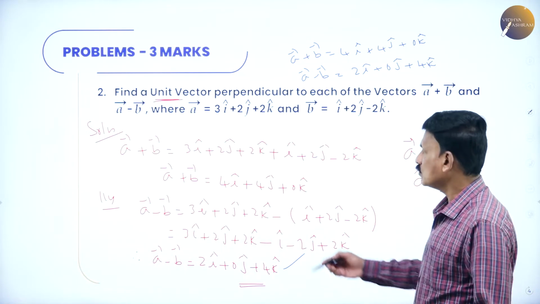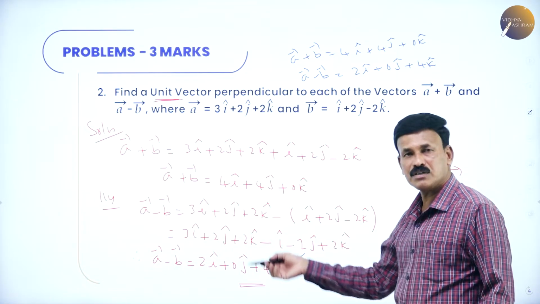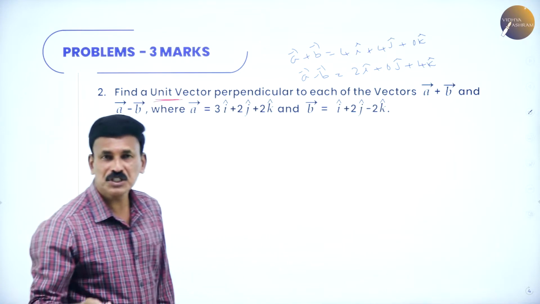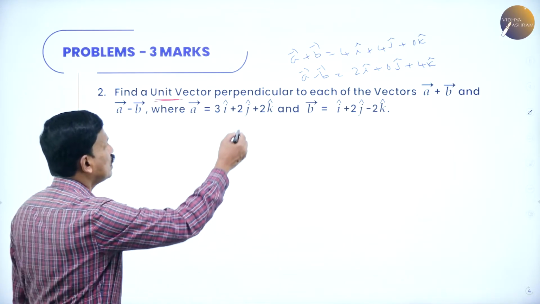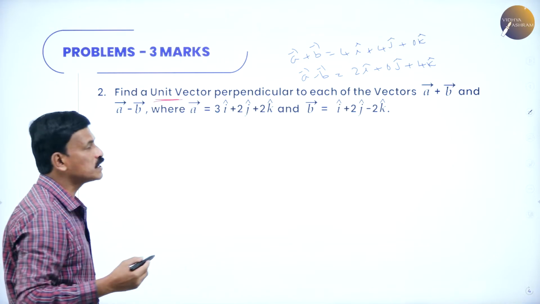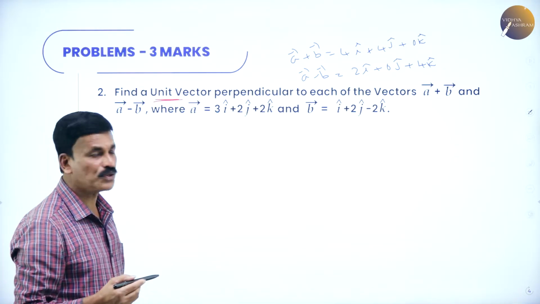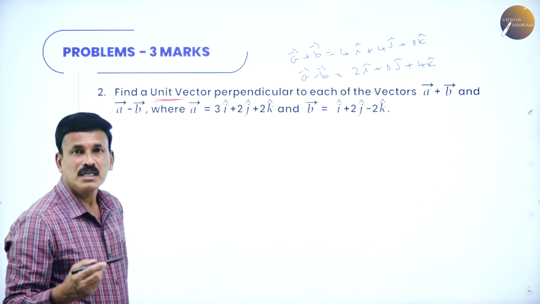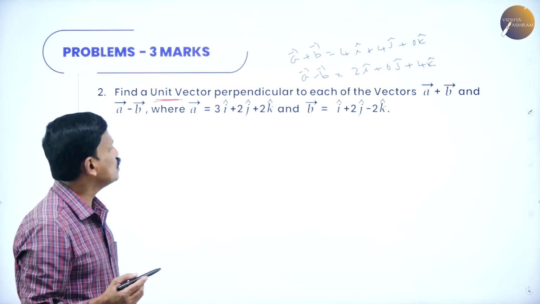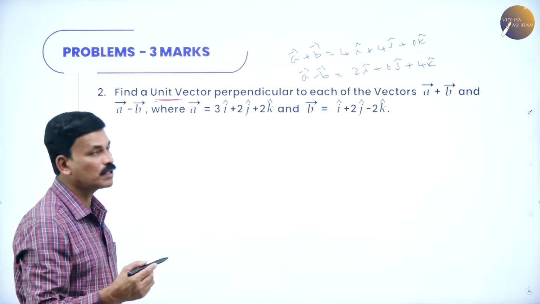Okay, now I will rub this and I will do the next part. Okay, I will continue the second part. So, what are the values we are obtaining? We got a plus b. Vector a plus b is 4i cap plus 4j cap plus 0k cap, and vector a minus b is equal to 2i cap plus 0j cap plus 4k cap.